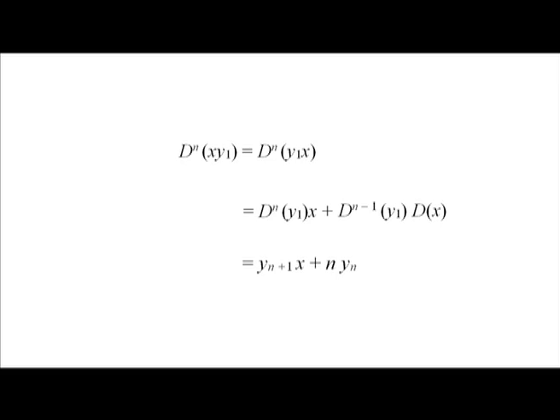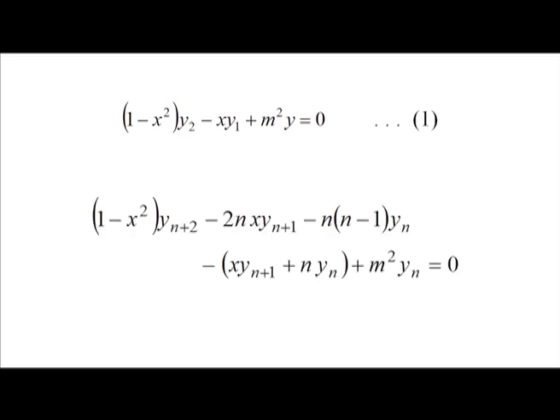Applying Leibniz theorem to the function xy1, taking x as the second factor and noting that its derivatives of second and higher order are 0, we obtain d^n of xy1 equal to d^n of y1x, equal to d^n of y1 into x plus d^(n-1) of y1 into dx, equal to y(n+1) into x plus n into yn.